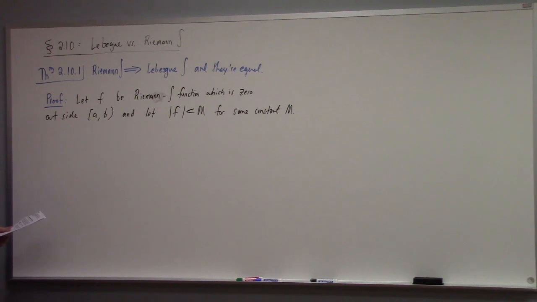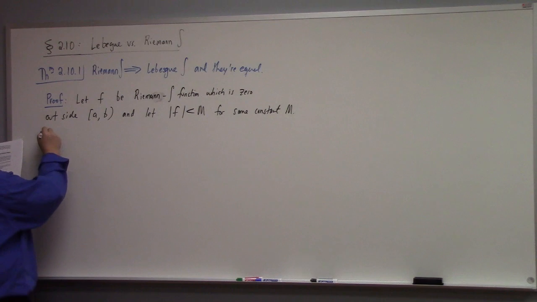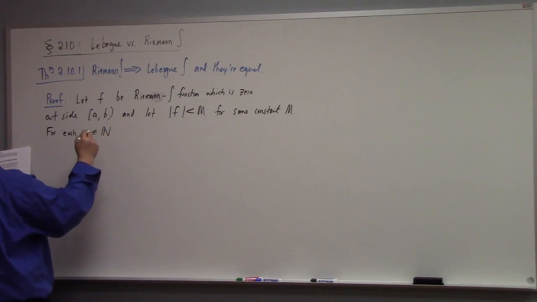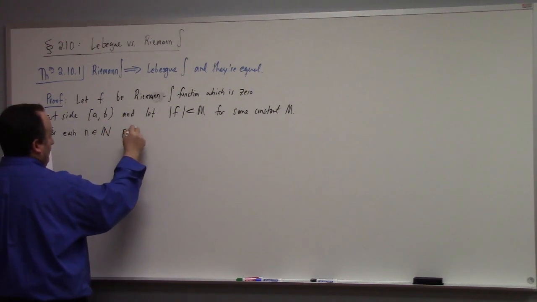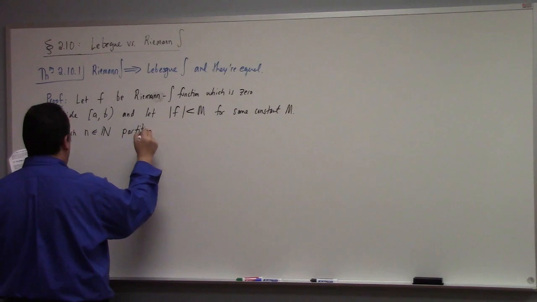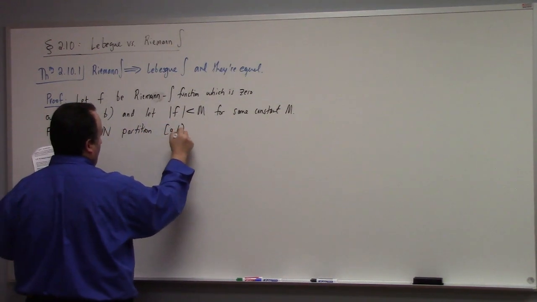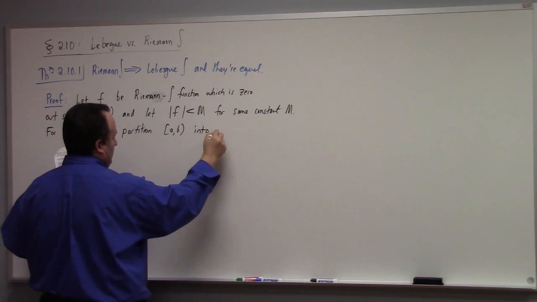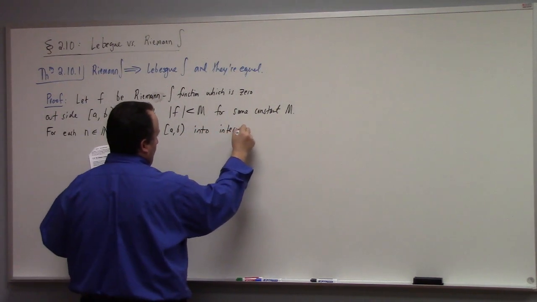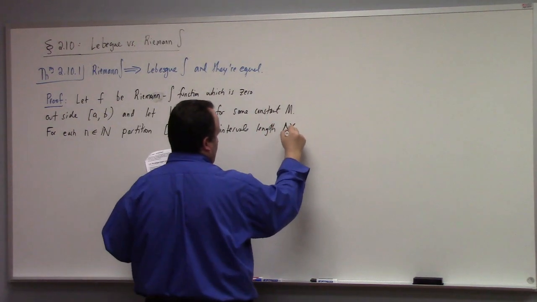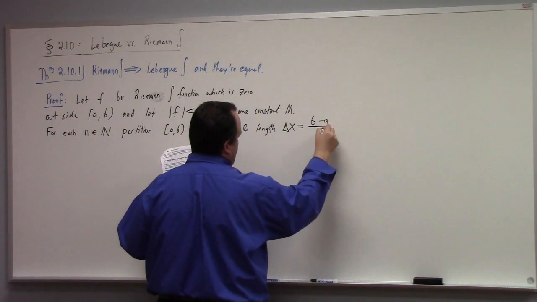He says for every n, we partition the interval AB into n intervals of equal length. So for each n in N, partition AB into intervals of length, I'm going to give it a name, delta x, which is going to be (b minus a) over n.